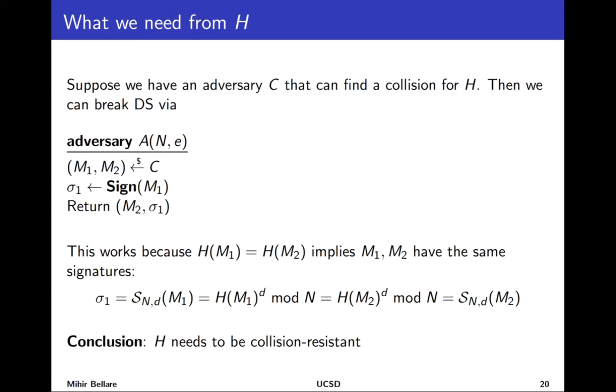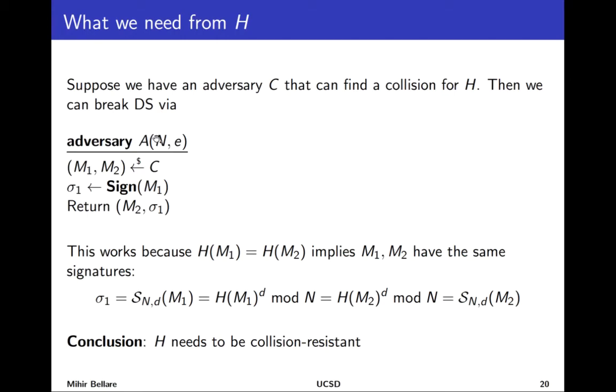So here's the observation. Suppose that we have an adversary that could find collisions for H. Remember what that means is it finds two points M1 and M2 such that the hashes of M1 and M2 are the same, but M1 and M2 are different. So somehow this adversary finds a collision. We claim that if I have access to that adversary, I can easily violate UF-CMA for the signature scheme. How do I do that? Well, I now write a UF-CMA adversary.